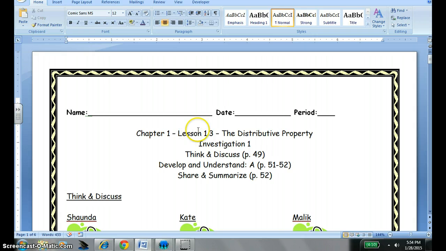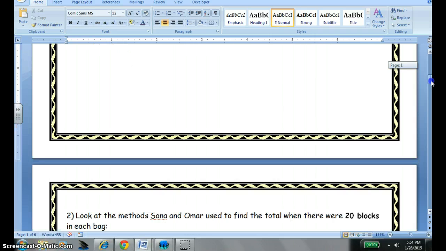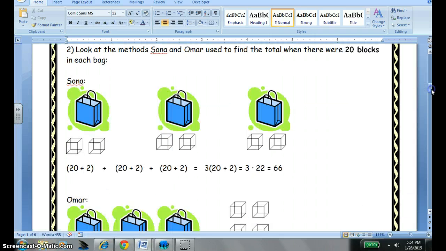So let's start with this one. This is the template for Investigation 1. C period, you did a lot of this in class. D period, you only started this independently because of the schedule. So I'm still going to go over it, and I'm also going to skip ahead a little, also going to go over these two methods, SONA and OMAR.